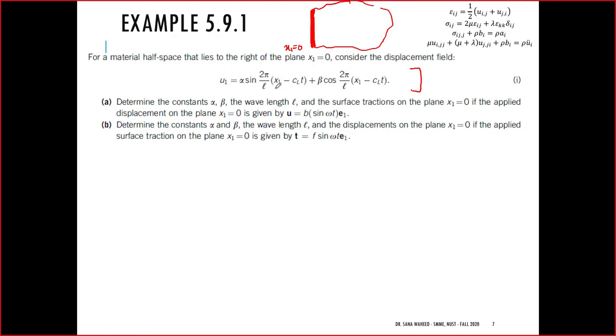u1 is a function of x1 as before, and just time, nothing else. Okay, so we want to, for one set of boundary conditions, determine the constants alpha, beta, and the wavelength L, and the surface fractions on the plane x1 is equal to 0, if the applied displacement on the plane x1 is equal to 0 is this.